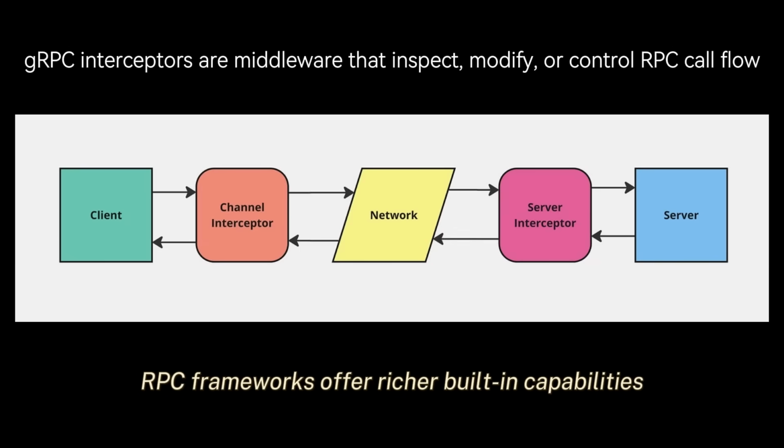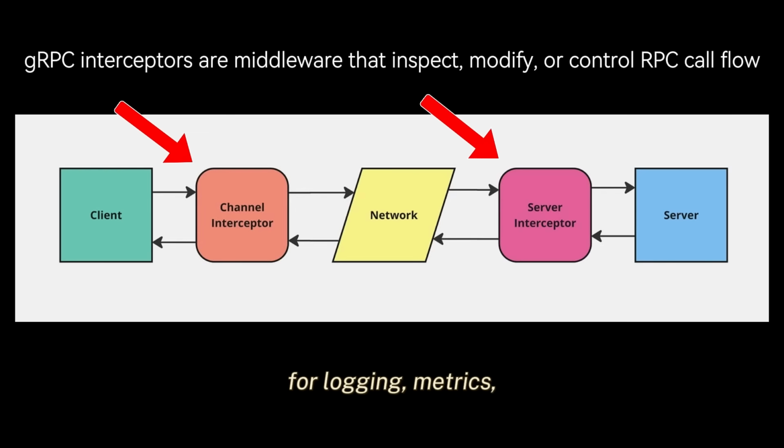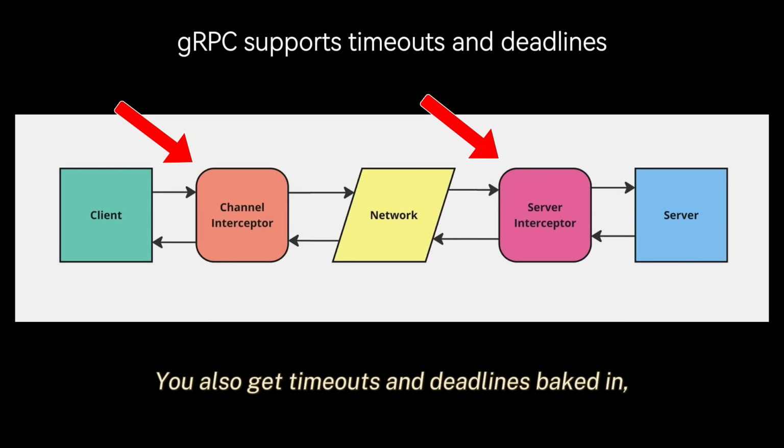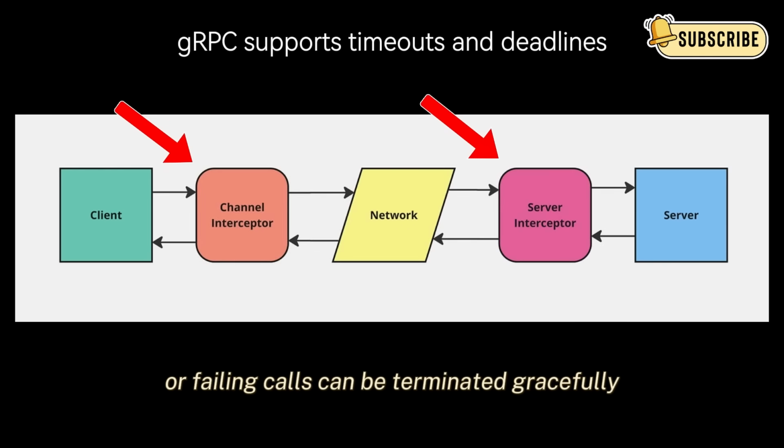And third, RPC frameworks offer richer built-in capabilities. For instance, gRPC supports client-side and server-side interceptors for logging, metrics, authentication, retries, and rate limiting. You can think of interceptors as the equivalent of middleware. You also get timeouts and deadlines baked in, which ensures that long-running or failing calls can be terminated gracefully.